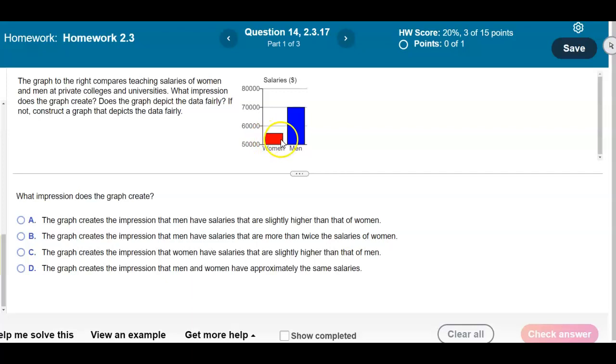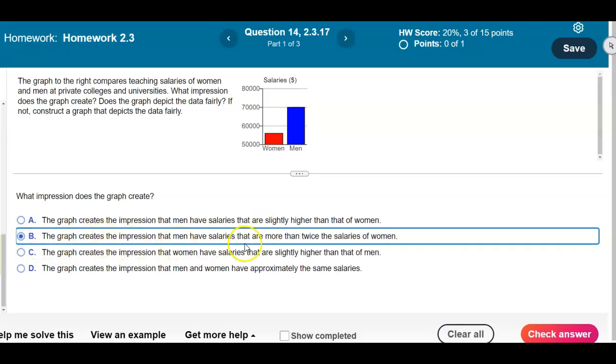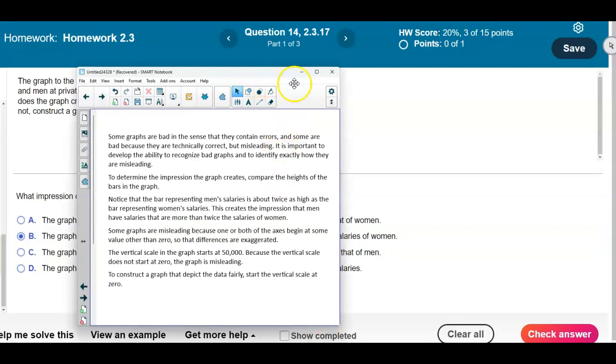So if you notice here, here is the bar for women, here's the bar for men. So therefore, we're going to say that the graph creates the impression that men have salaries that are more than twice the salaries of women. So let's take a look at this here.